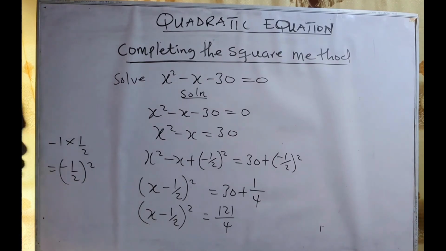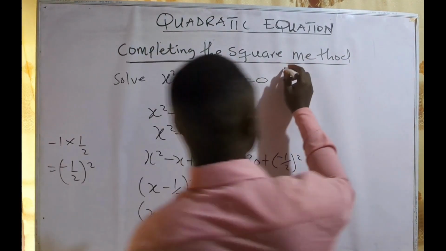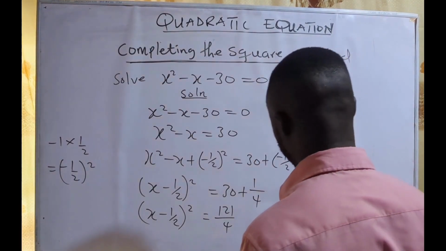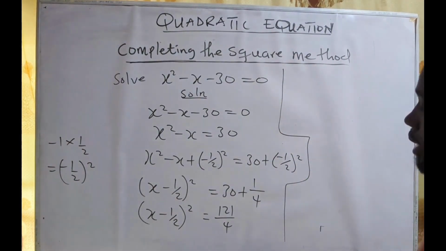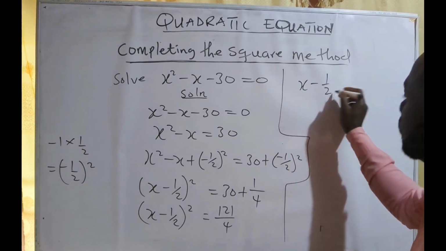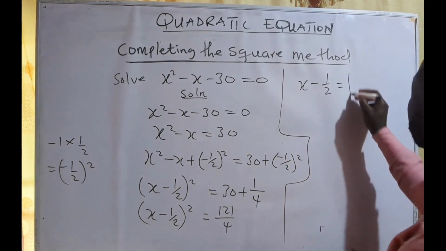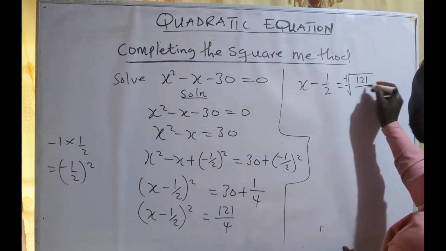So what do we do next? What we are going to do is find the value of x. So what we will do is get rid of the square there. So we are going to square root the other side. We have x minus 1/2 to be equal to the square root of plus or minus 121/4.